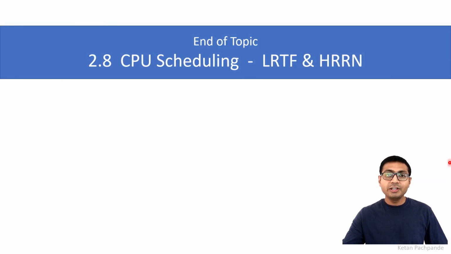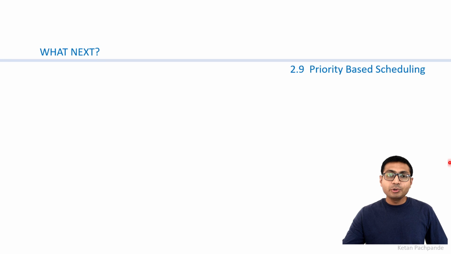So that's how we reach the end of these CPU scheduling algorithms, LRTF and HRRN. In the next video, I am going to discuss the next CPU scheduling algorithm, which is also one of the important algorithms, which is priority based scheduling.